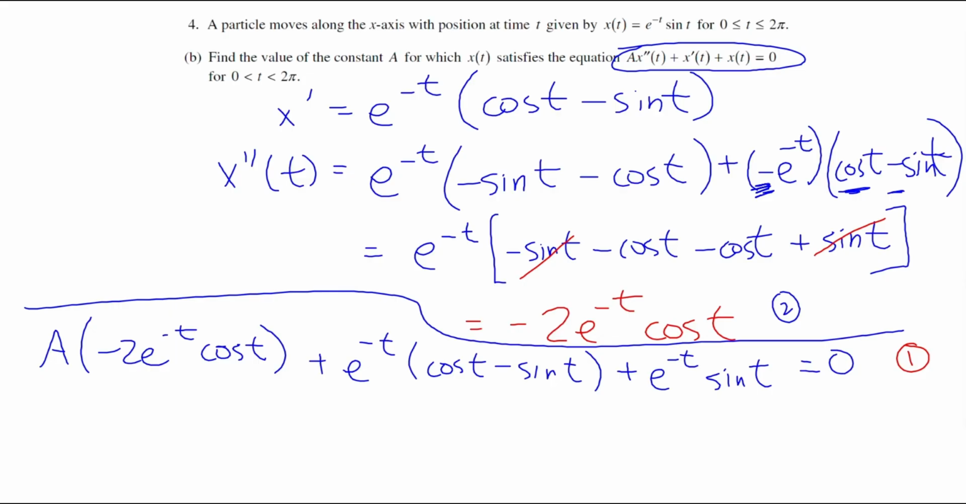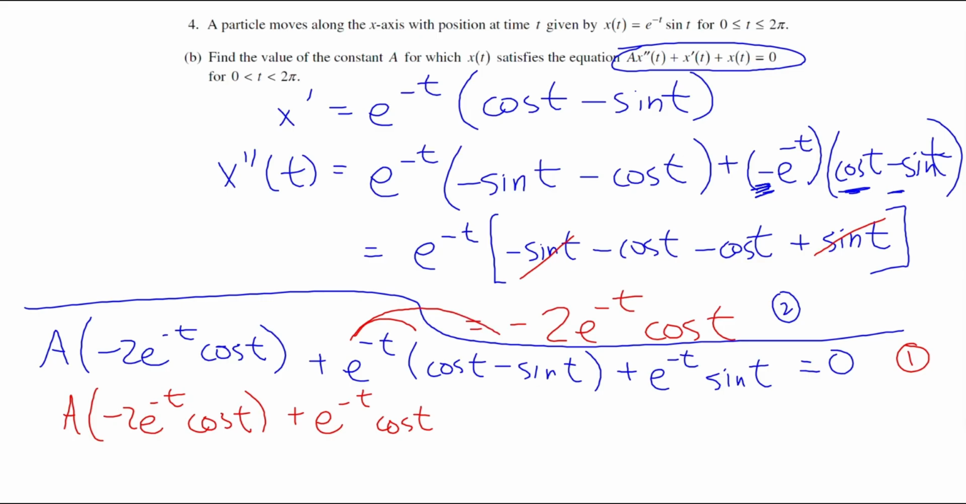And so now we're going to just do our best here to simplify all of this out. We've got a times our negative 2e to the negative t cosine t here still. And if I distribute this through, I get e to the negative t cosine t.